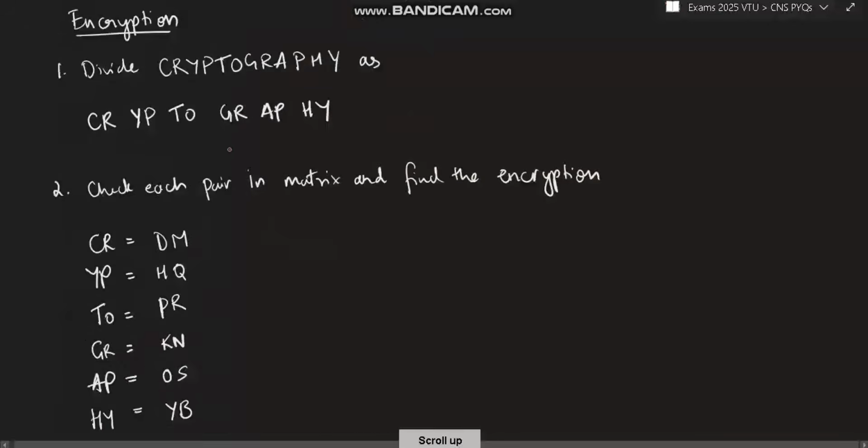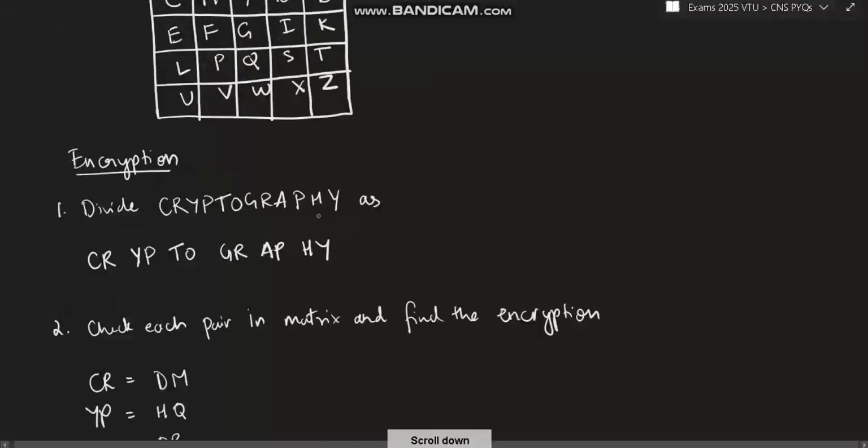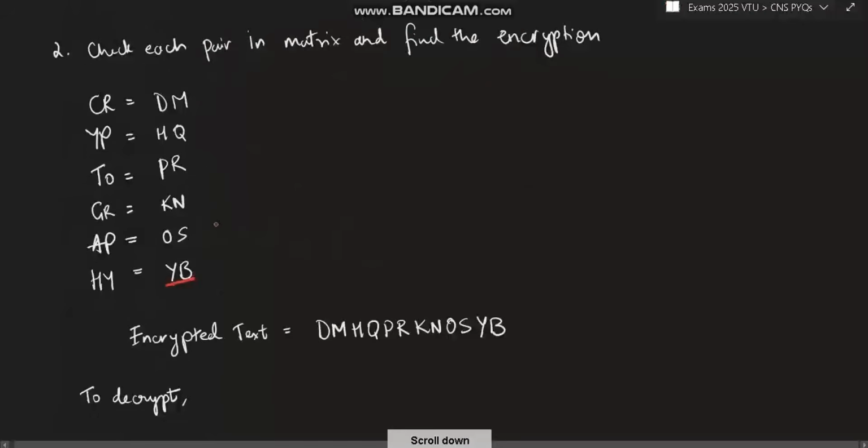And for HY it is YB. How come it is YB? See, HY is present in the same row. Till now, whatever we have encountered was in a different row and different column. So if it is present in the same row, you have to take the next letter of it. We want it for H and for Y, these are the two letters. Take in the same row the next letter. For H we will be taking Y, for Y we will be taking B. So YB will be the encrypted.